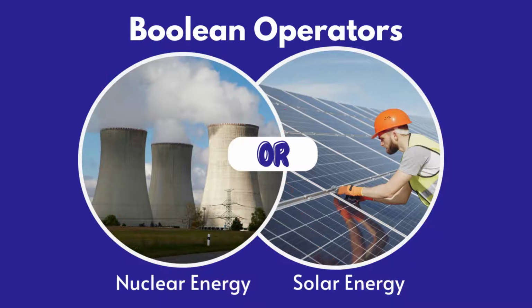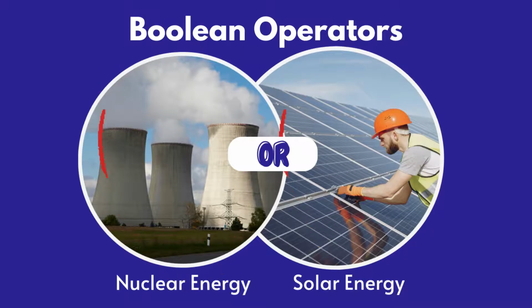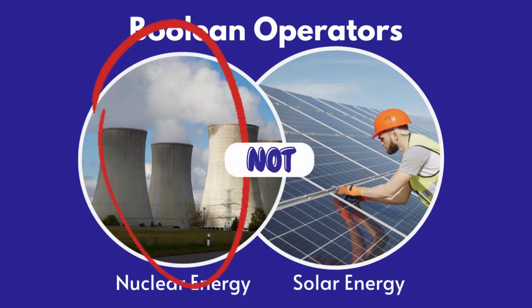If you use the word or, nuclear energy or solar energy, it's going to give you all the nuclear energy articles and all the solar energy articles, because it can be either or. So you're going to get a much more broad search. And then finally, not. If you type in nuclear energy, not solar energy, you're only going to get articles that are on nuclear energy, and that can narrow your search quite a bit.